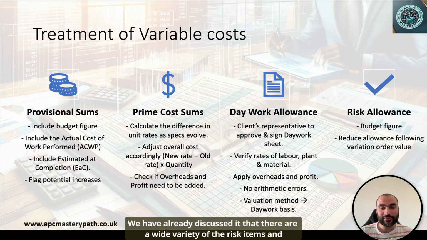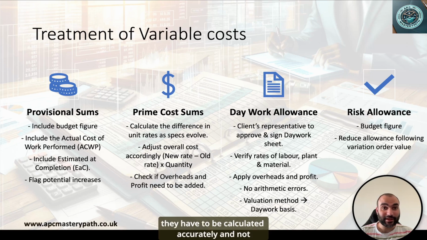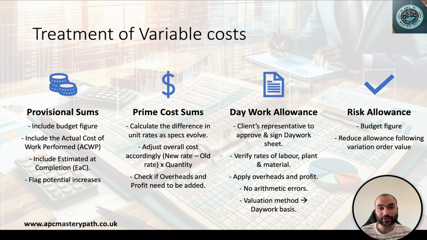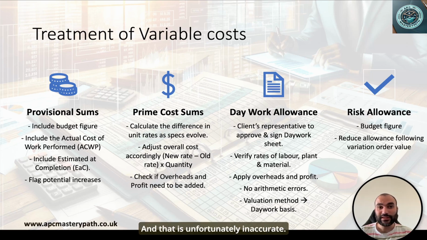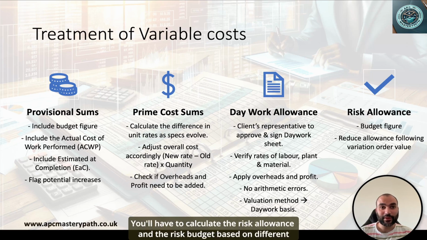We have already discussed that there is a wide variety of risk items and they have to be calculated accurately and not just using a percentage of the construction project. Unfortunately, lots of quantity surveyors use 5 to 10% as a benchmark, 10% of the construction cost. That's the risk margin, and that is unfortunately inaccurate. You'll have to calculate the risk allowance and the risk budget based on different risk events that you might expect to happen in a specific construction project.